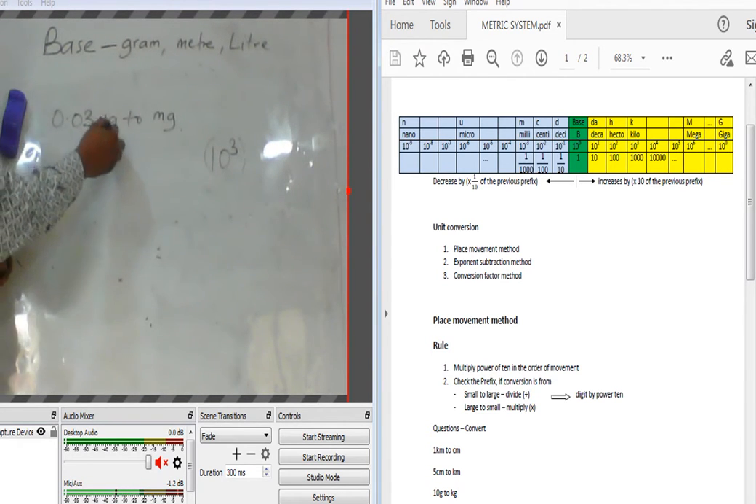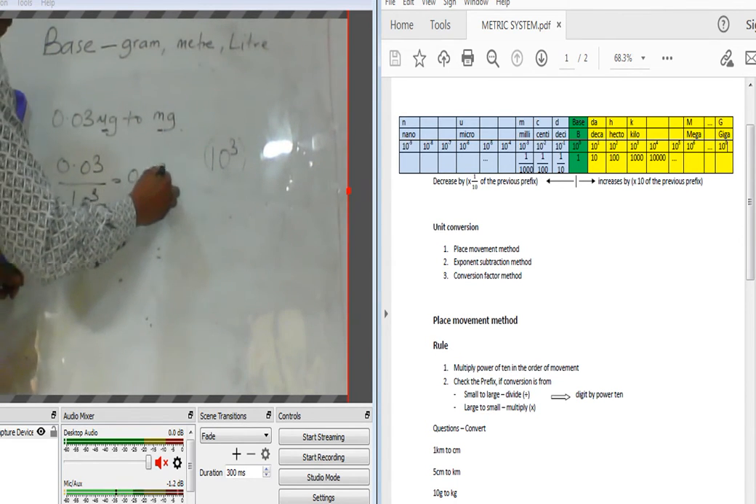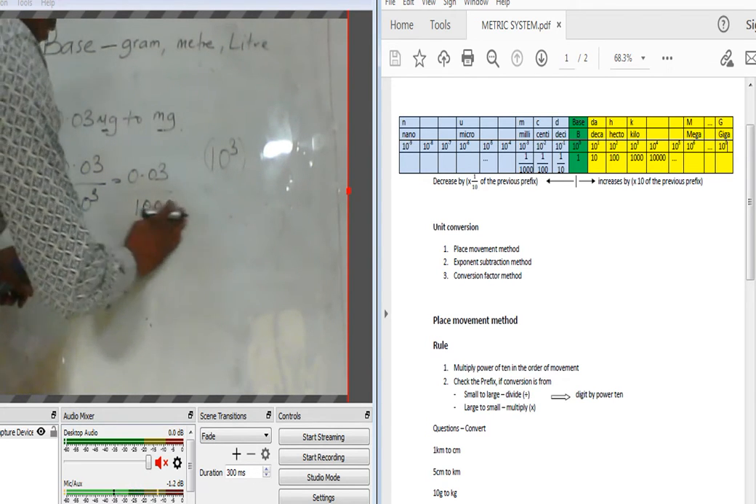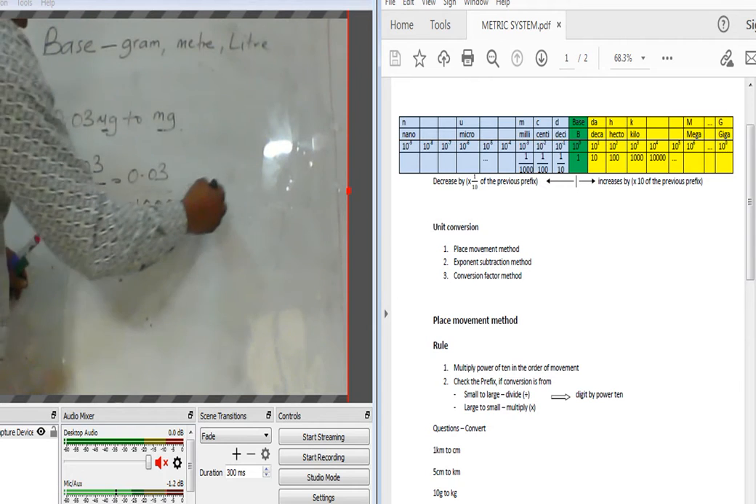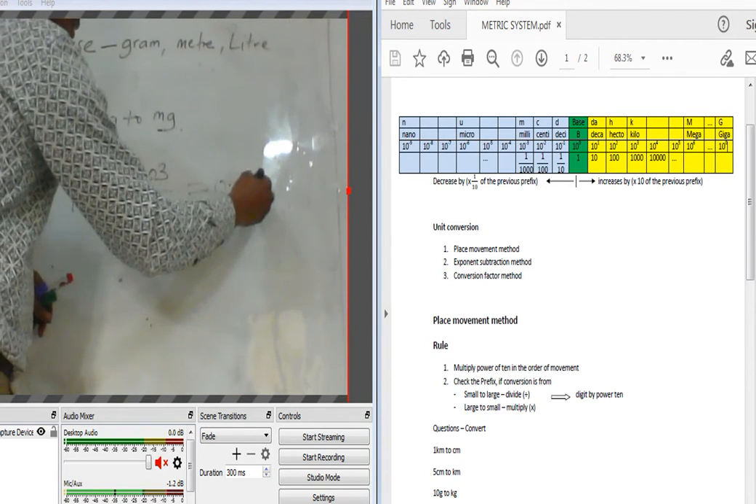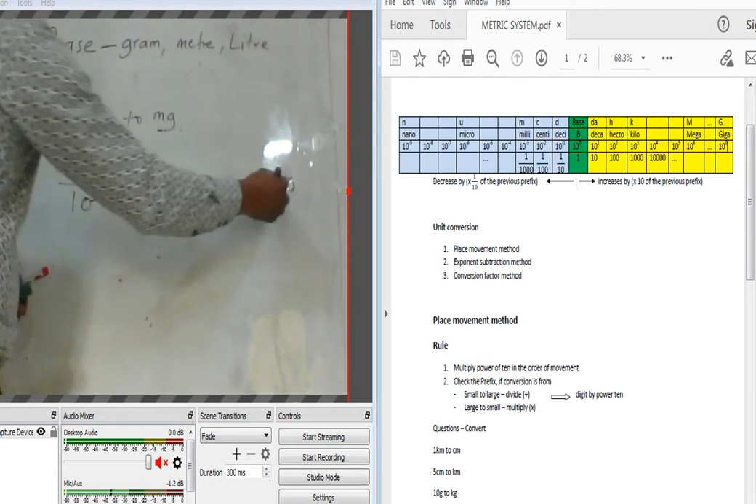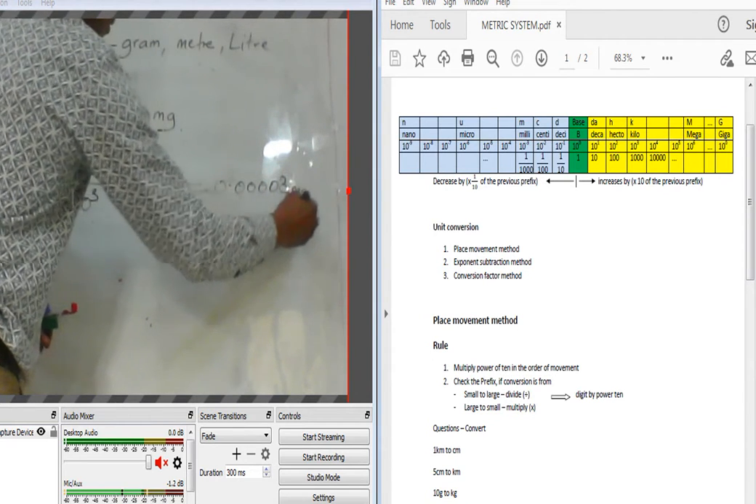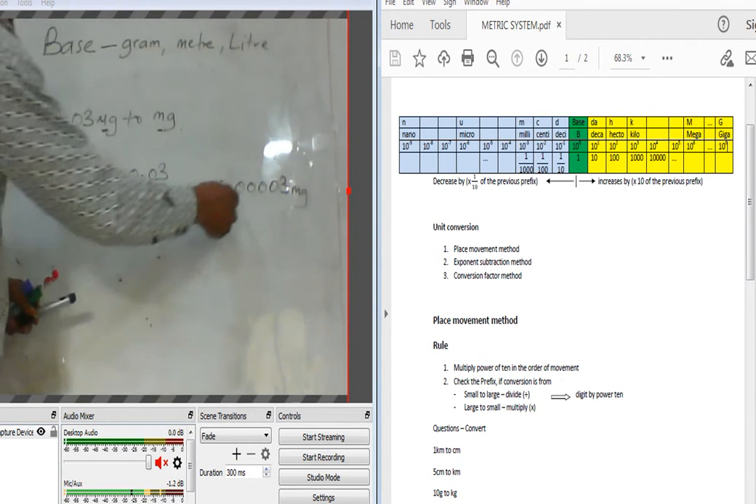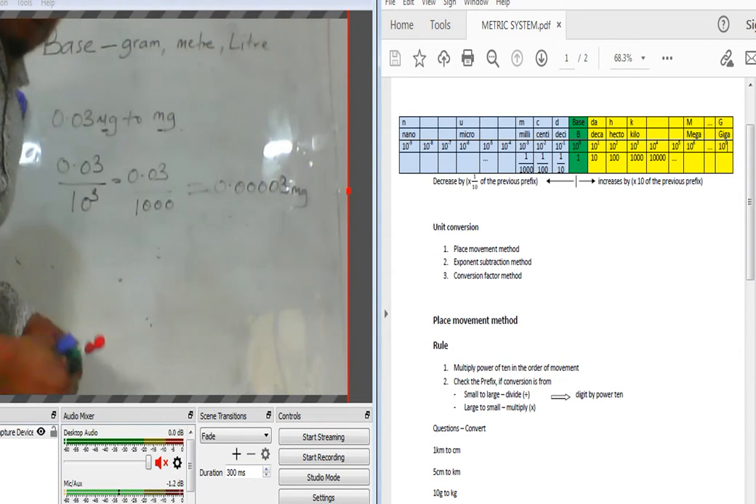Now I'm moving from a smaller prefix to a bigger one. Guess what I'm going to do here? I'm going to divide it by the power of 3. It's the same thing as dividing it by 1000, right? Okay, so when you divide this by 1000, you have 0.00003. Let me check it out. 1, 2, 3. So it's going to be milligram. Alright, so I'm dividing by 1000. So 1, 2, 3. That is it. I hope we're clear.